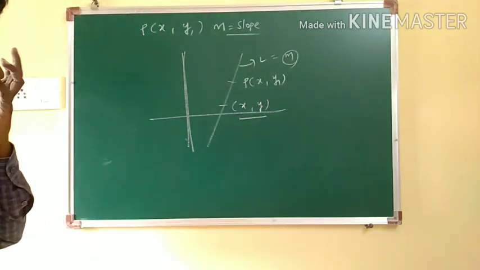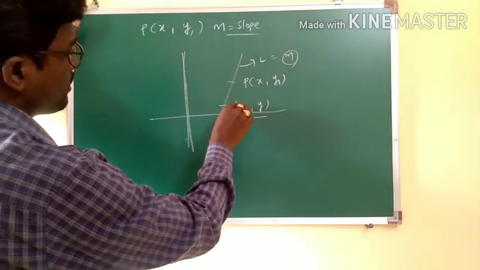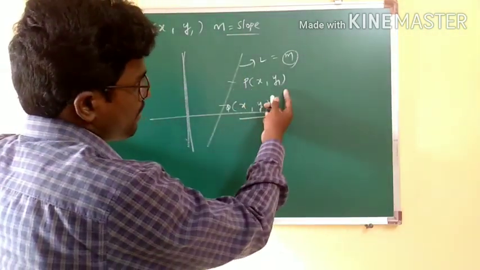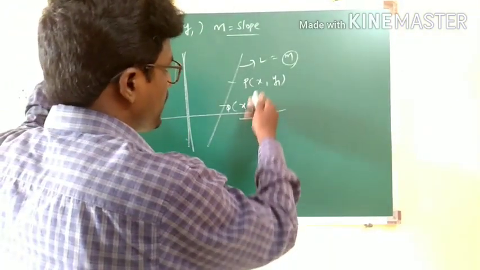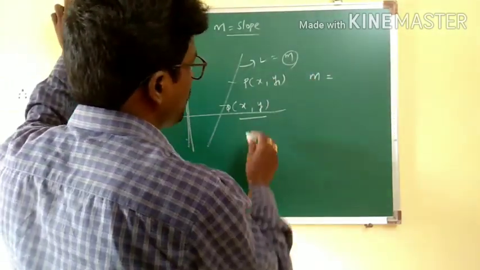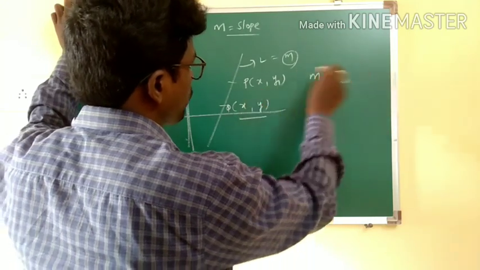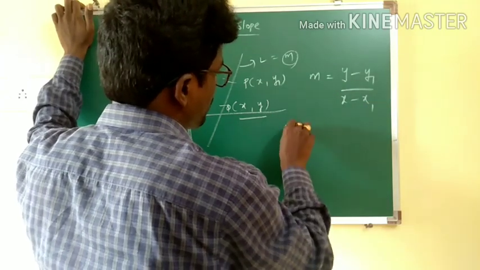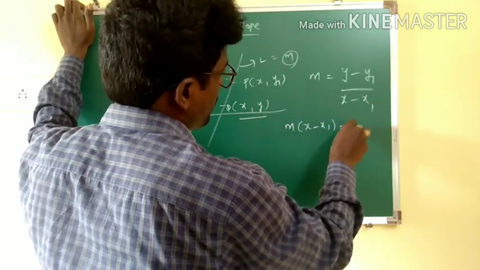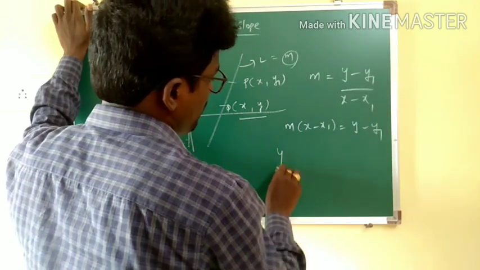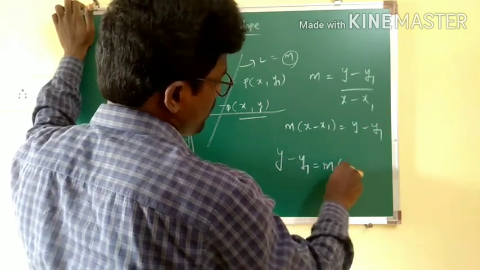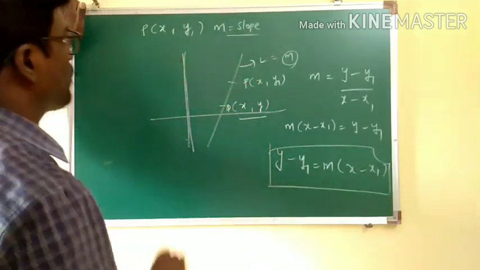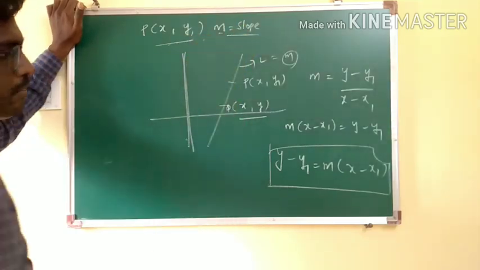Let's take some point Q(x, y). This is a collection of points (x, y), and (x1, y1) is a point on this particular line. Its slope m is equal to the difference of y coordinates by the difference of x coordinates, that is, (y minus y1) by (x minus x1). Go for cross product. m into (x minus x1) is equal to y minus y1. Therefore, y minus y1 is equal to m into (x minus x1) is the equation of the line, if you are given the coordinates (x1, y1) and the slope m.